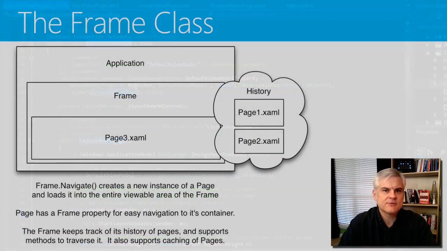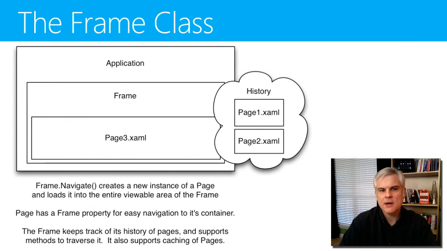So this diagram should help. As you can see, a page sits inside of an idea called a frame. And this frame is an object that represents the viewable area of our application. The application loads pages into and out of the frame. The frame allows for pages to be swapped in and out and allows you to navigate between pages, and then it also keeps a history of which pages you've already navigated through.